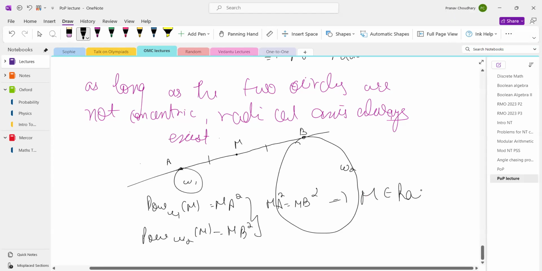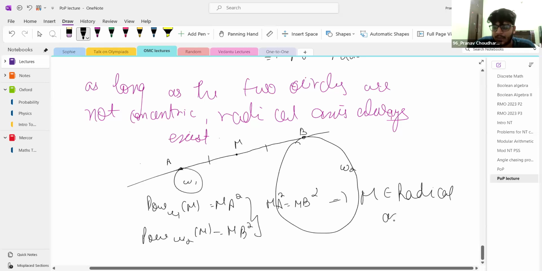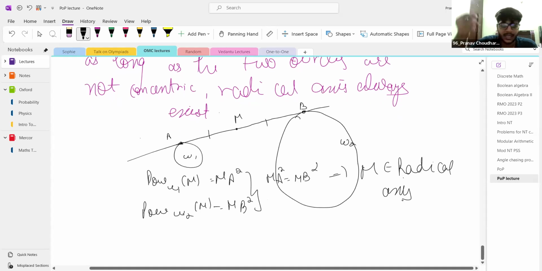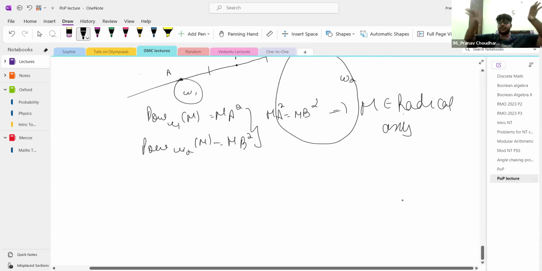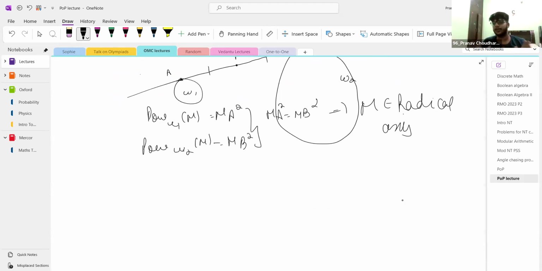So M lies on the radical axis. So obviously the radical axis will be in between the two circles. Thanks, Aaron, for the proof. Right. So now we are seeing that if you have two circles far away from each other, we have a radical axis between them. We don't know exactly where, but we know it's somewhere between them.